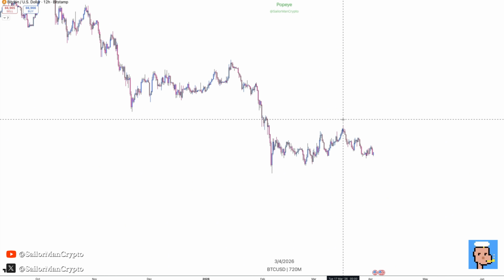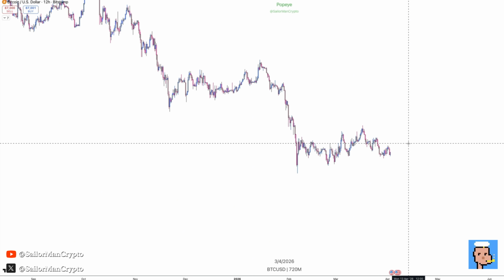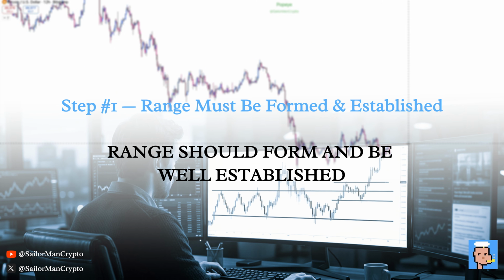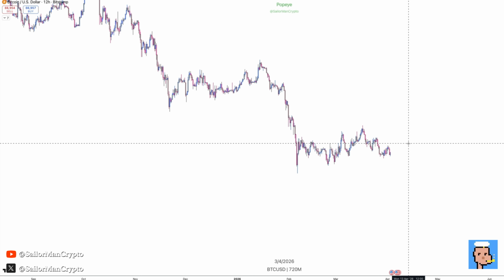So we will go now into the 5 steps, my exact 5-step process for trading range deviation, and you will see that these steps are mechanical and repeatable, so something that you can apply on your trading journey. So the very first step is that the range should form and should be well established. This is very important, because many people try to trade a range when actually the range is still not there. The range is still not formed. So basically the rule here is you can't trade a range that isn't a range yet.